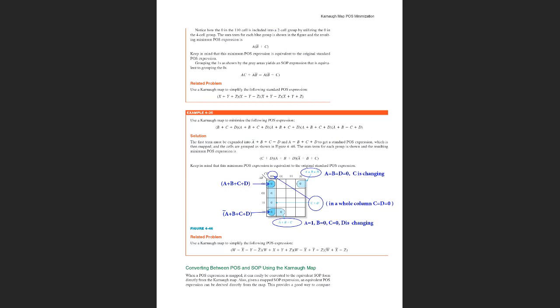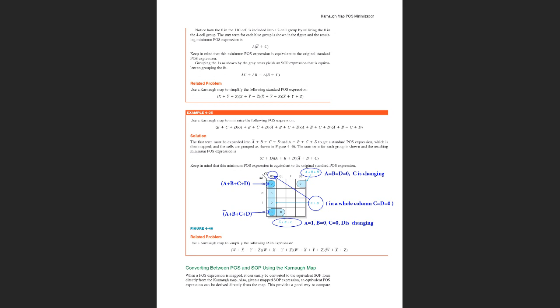We have more examples. And again, we create groups of adjacent cells. For instance, we have a horizontal group in the first row. We have cell 0000 and cell 0010 adjacent, wrapping around. Because we have a group of 2, we eliminate just 1. And because A and B and D are 0, we have A plus B plus D. C is changing, so C may be eliminated.